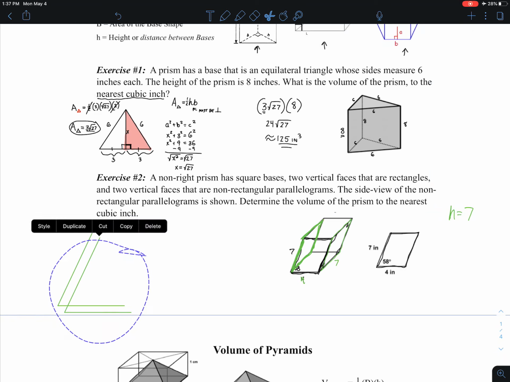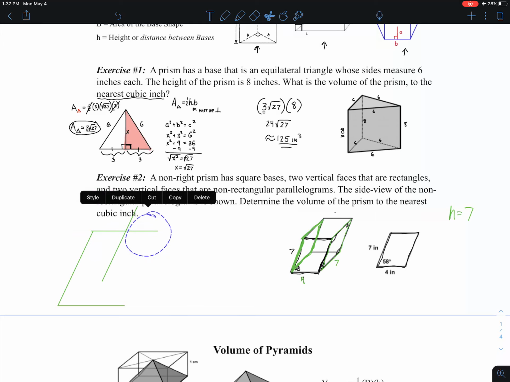Why don't I show you this little trick? You circle that, you duplicate it, you bring this guy, lock it in up there, bring this guy, and lock it in here. There you go. Now you have a perfect little parallelogram. And we know this is 7, we know this is 58, and we know that this is 4.